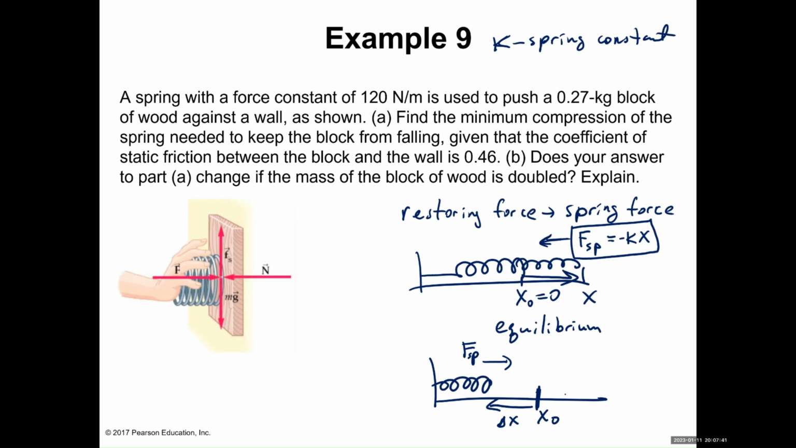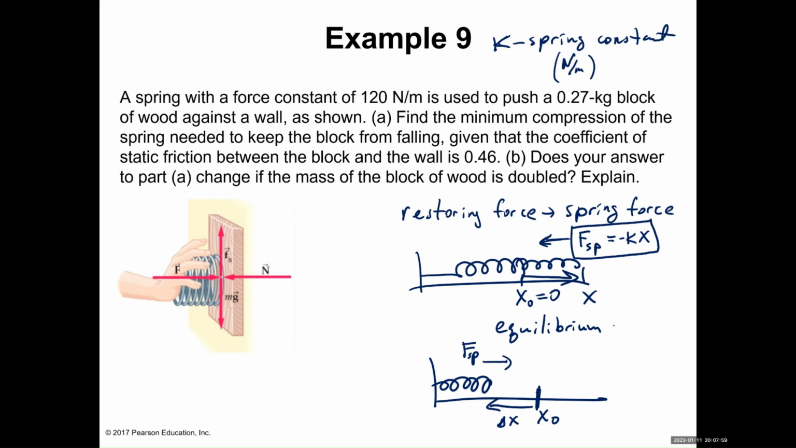That means you always have the spring force, and this k has a unit of newtons per meter, and generally it represents the stiffness of the spring, just like mu s or mu k represents the information about the surface.